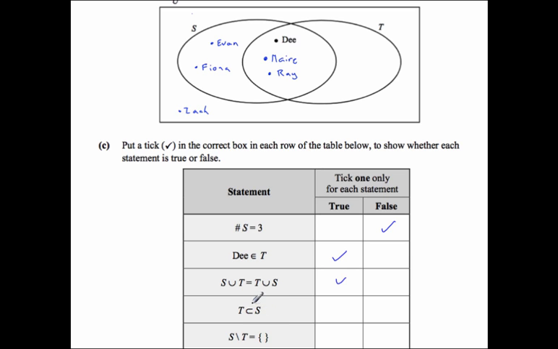The fourth one says T is a subset, that's the symbol for subset, T is a subset of S. That means everything inside T is also inside S. And that is true, because the only things in T are these three, but they are also inside S.